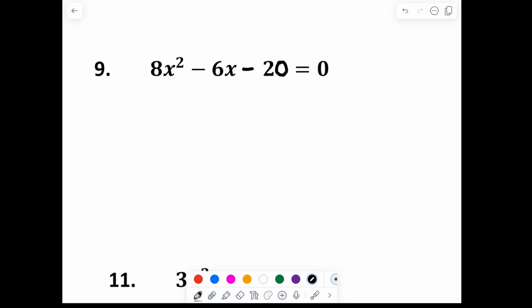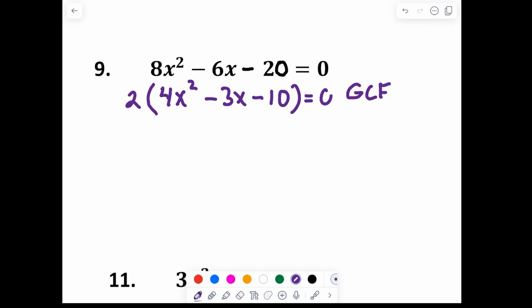Let's move on to the next one here, and here right away I see that I have a number bigger than 1 as my lead coefficient, and actually I'm going to change this problem a little bit here. I'm not going to have plus 21. I'm going to have minus 20 here. Okay, I think there's a typo here. Let's make that minus 20.